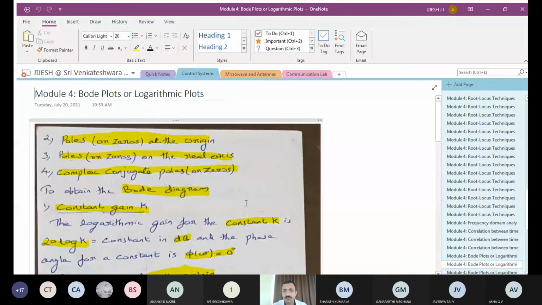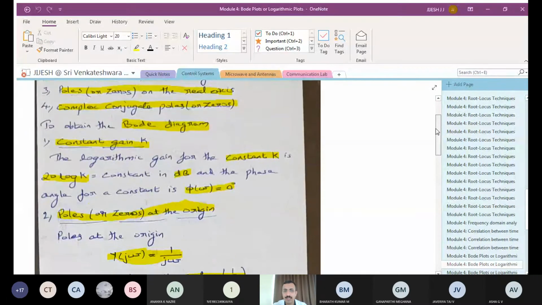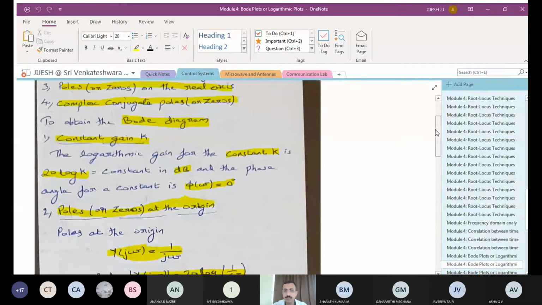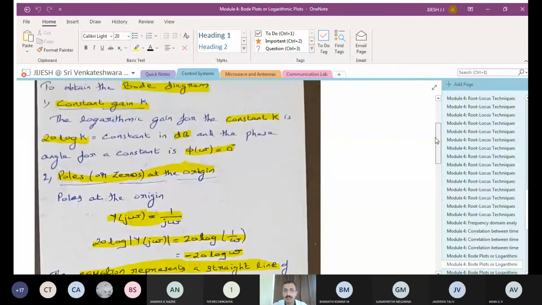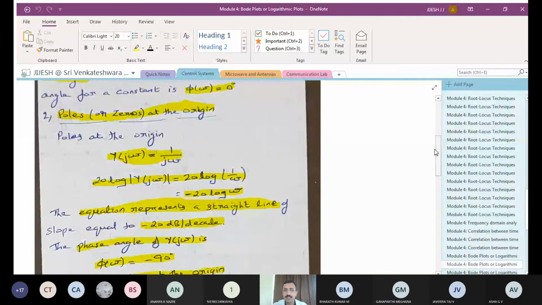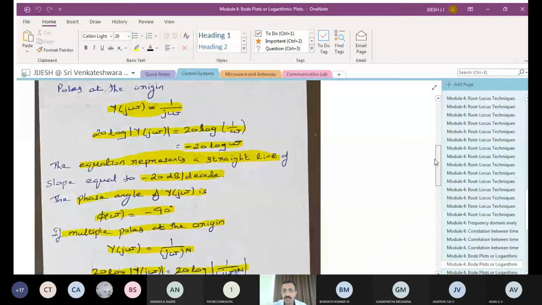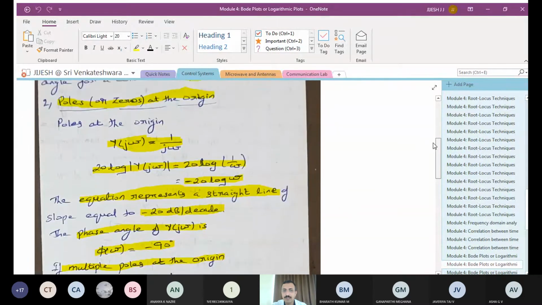We also discussed in the previous class the constant gain k, where we have seen that the logarithmic gain for a constant k is 20 log k. You should remember these things when you are doing a problem. And phi of omega will be 0 for a constant k. We also saw poles and zeros at the origin. When you have that, you take G(j omega) as 1 by j omega, and you get phi of omega as minus 90 degrees. The phase angle will be minus 90 degrees when they are at the origin.